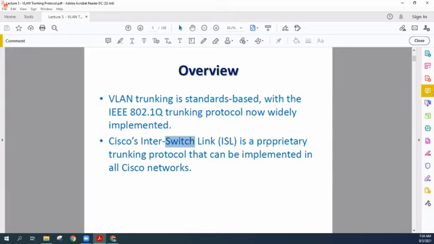That means Cisco also provided a proprietary standard for that trunking purpose. But that is applicable only for Cisco networks. This one is across the globe. Any switch can follow this.